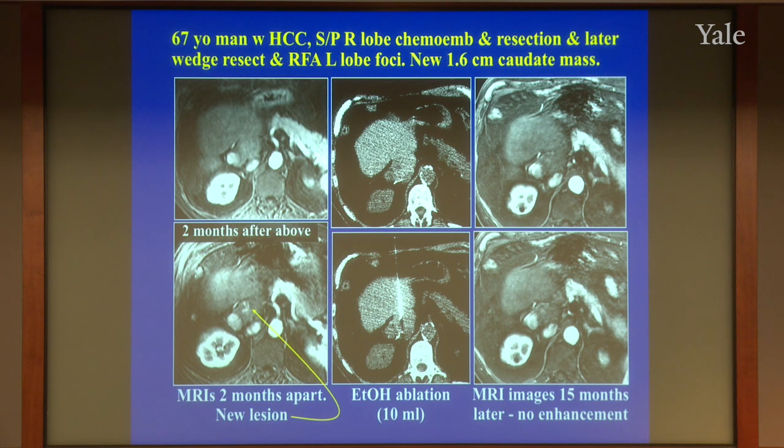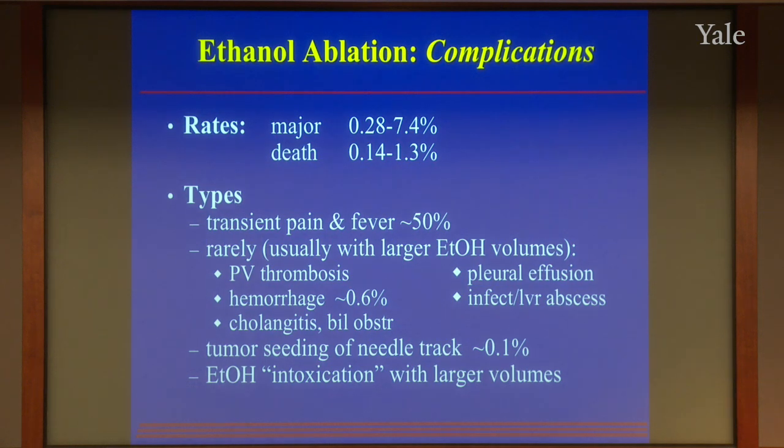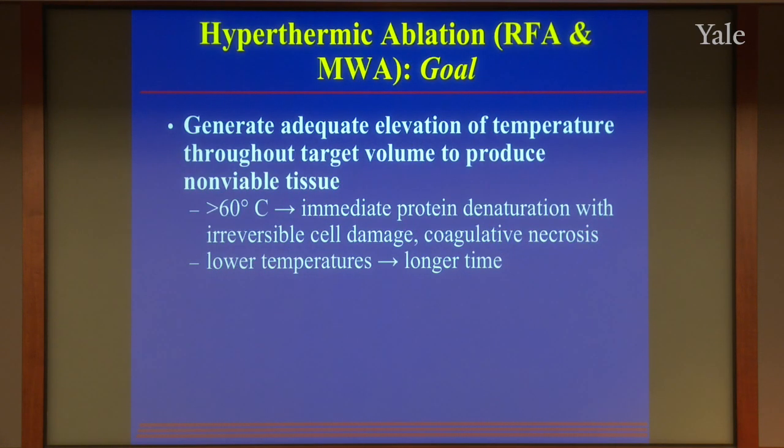This is someone who had a caudate tumor. 2 months after other treatment, has a new caudate lobe lesion where we put a needle into it here, injected alcohol, and at follow-up, there's no recurrence out to 15 months. And overall, the complication rates have been very low for alcohol ablation, with death rates of typically less than 1%, and major complications also typically in a very low percentage. But as I said, alcohol ablation is really not practiced very much anymore. It's only in special situations.